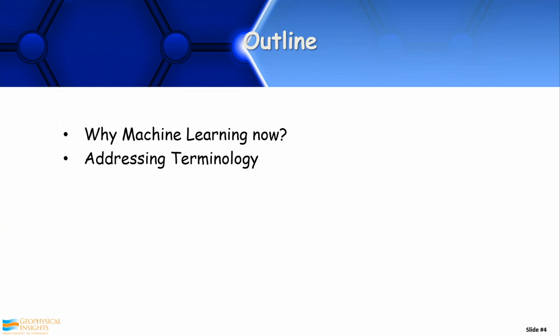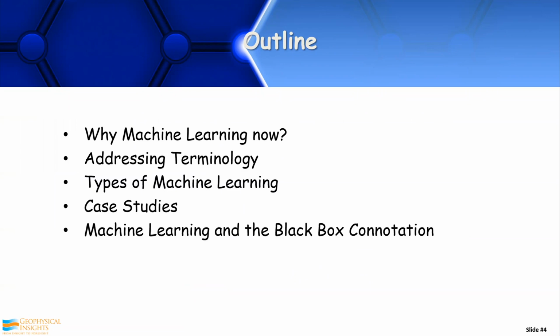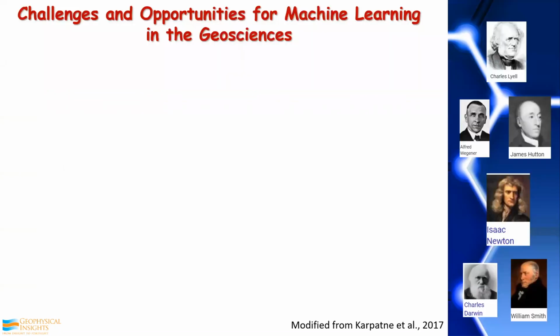Okay, outline of what we're going to go through today. Why are we interested in machine learning now? We're going to spend a little bit of time addressing terminology for those of you that are new to the topic, and look at types of machine learning, case studies, talk a little bit about the black box connotation that we run into quite a bit with geophysics and machine learning. And that's it. Then we'll wrap up and take questions.